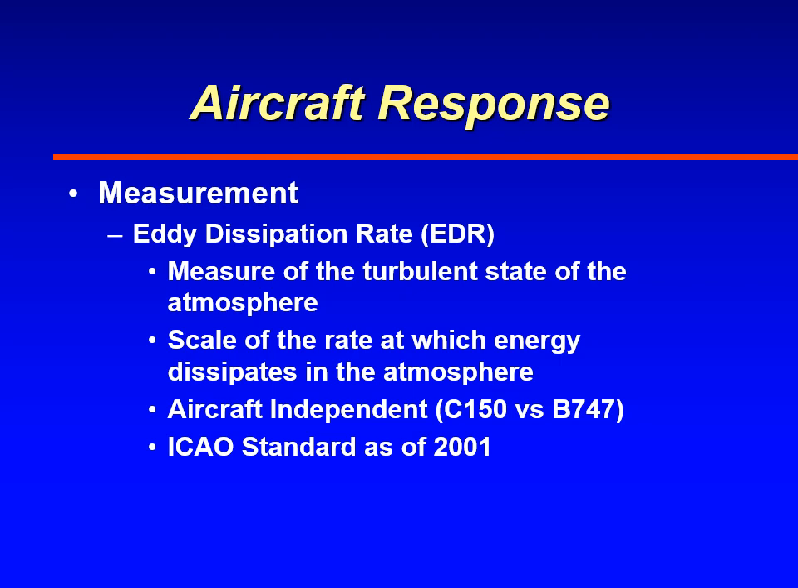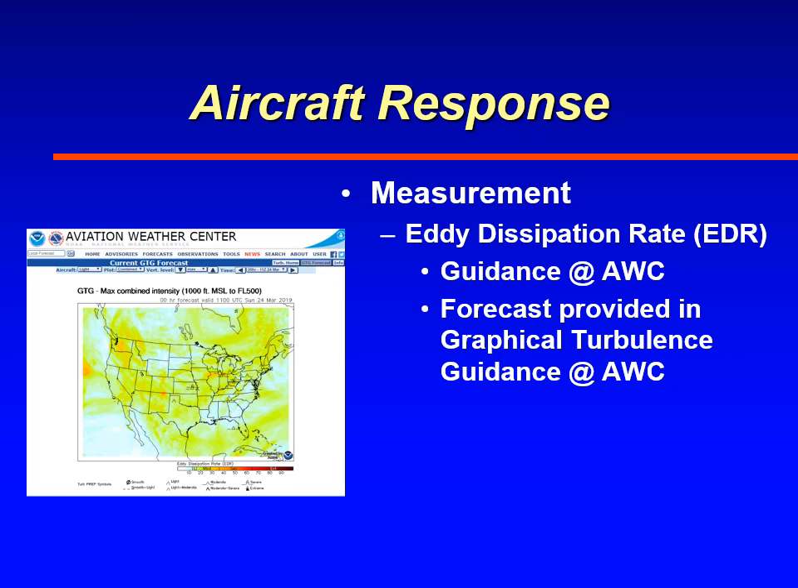The atmosphere has a certain amount of energy. Some airplanes handle it better than other airplanes. So that's what we mean by aircraft independent. Eddy dissipation rate, EDR, is not dependent on the type of aircraft. EDR is calculated using numerical models, and from that, and also the algorithms that we have to determine EDR, it is forecasted and plotted on graphics, which we call the graphical turbulence guidance, which is provided at the Aviation Weather Center.